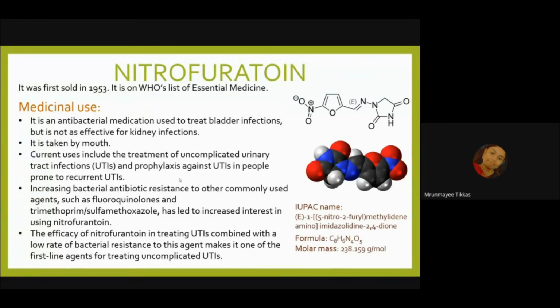Increasing bacterial antibiotic resistance to other commonly used agents such as fluoroquinolone and trimethoprim has led to increased interest in using nitrofurantoin. The efficacy of nitrofurantoin in treating UTIs combined with the low rate of bacterial resistance to this agent makes it one of the first line agents for treating uncomplicated UTIs.